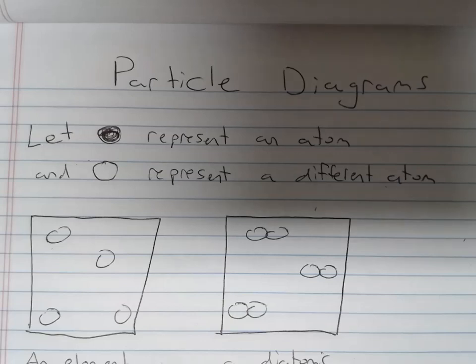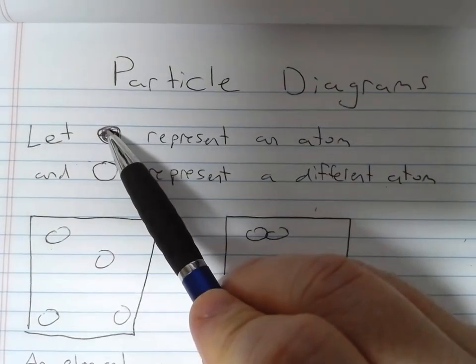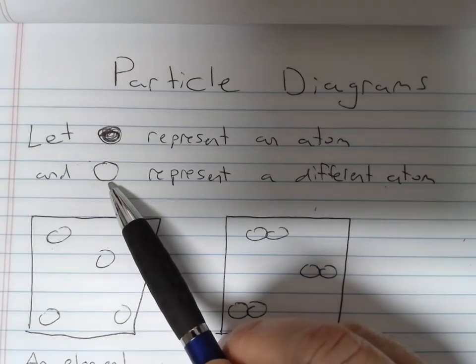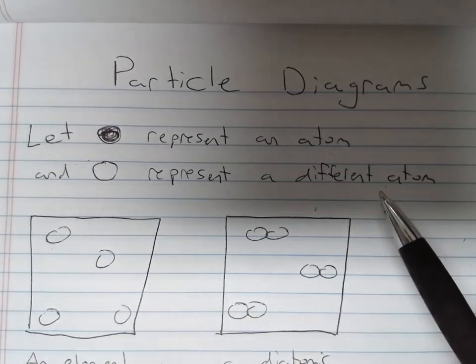Hello class, this is Mr. Baruch, and this is going to be our flipped classroom on particle diagrams. So this is going to be a representation of how you would draw or how you would recognize drawings of atoms, molecules, elements, and compounds as particle diagrams. So first, please pay attention to the top two lines that say let the dark circle represent any single atom, and this open white circle represent any different atom.